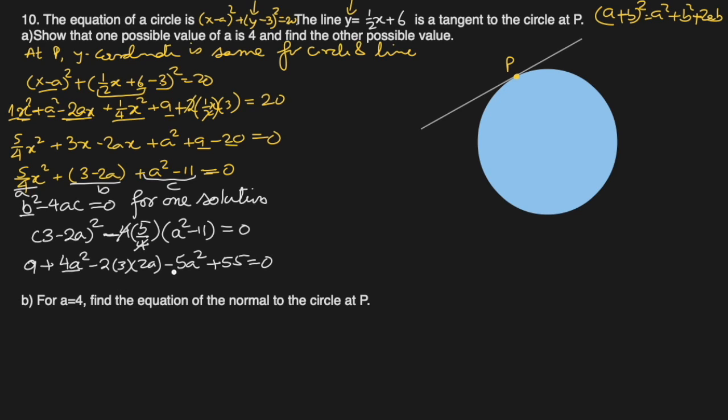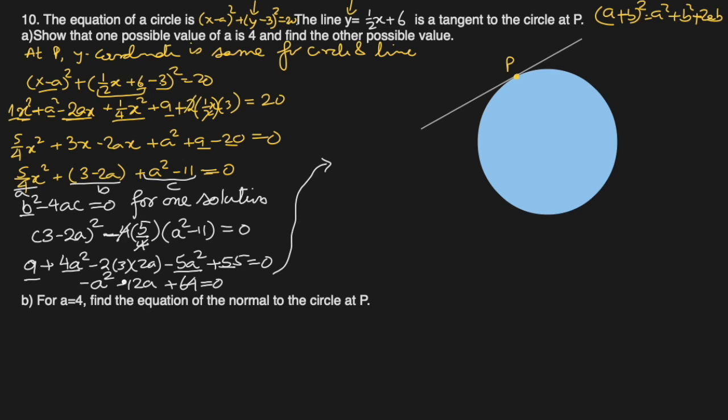4a square minus a square will be minus 5a square will be minus a square. Okay, we have 6 times 2, 12, minus 12a. 9 plus 55 is 64 equal to 0. Okay, now this is a simple quadratic which we need to solve.